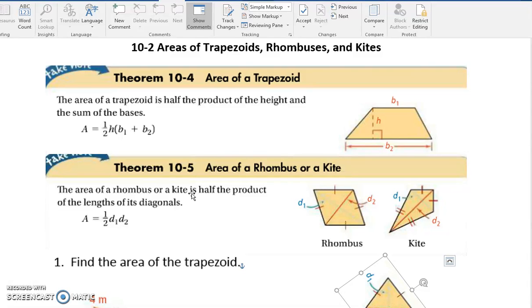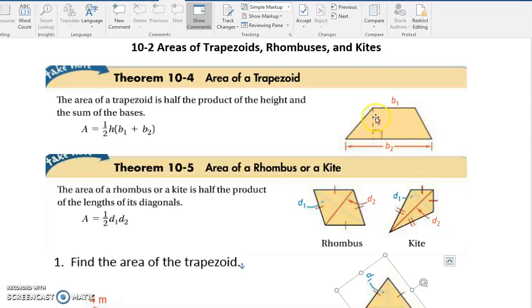A trapezoid is probably a shape you're not as familiar with. Basically it has two parallel sides. We call those the bases. So we'll start up here, base 1 on the top, base 2 on the bottom. They have to be parallel. The other two sides are not.